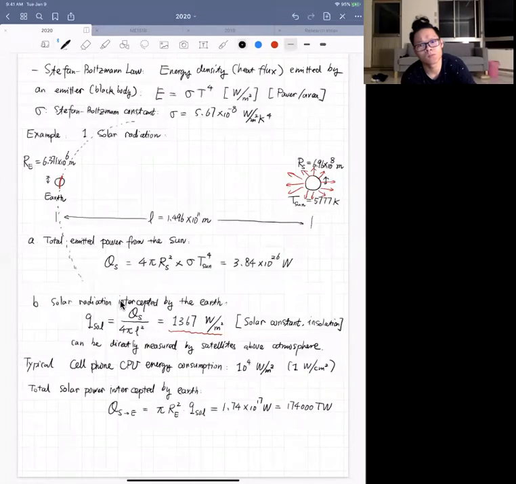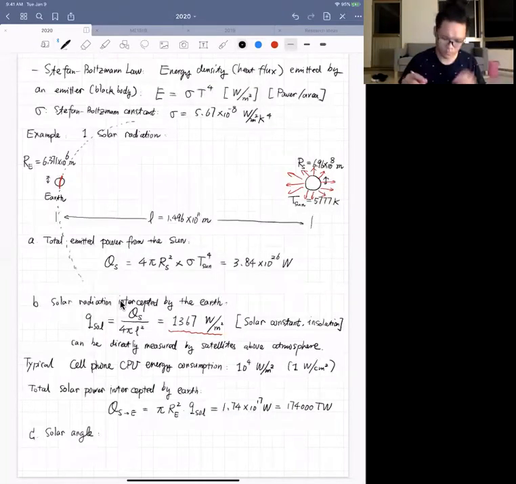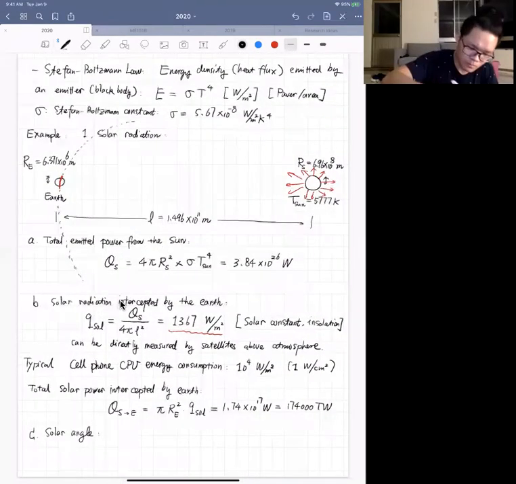Okay, another important concept here is the solar angle. This has to do with the directionality of thermal radiation. If you imagine you stand on the surface of the Earth, you look at all the directions from which the solar radiation comes in. So let's say we are standing somewhere here on Earth.